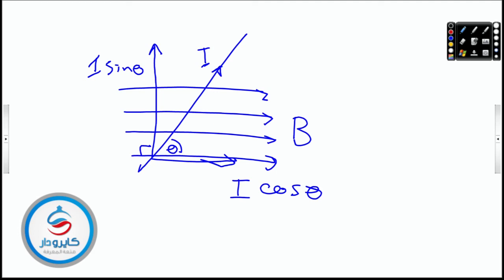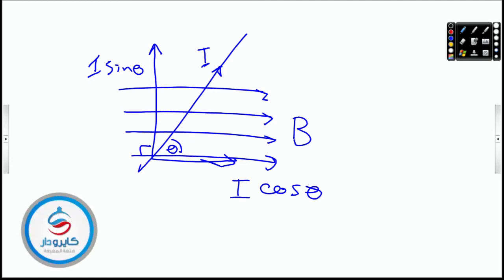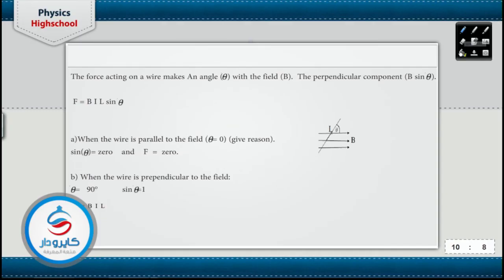طبعا احنا بناخد البارل كومبوننت علشان بحط الستريت واير بارل تو ذا ماجنتيك فيلد، فبيحصل لي السوبر بوزيشن أو الاوفرلابنج اللي شفناه قبل كده ويديني الفورس. عشان كده حتى لو حطيت الواير بارل تو ذا ماجنتيك فلكس لاينز it doesn't affected by any force، لان لما يكون الفيلد ده بارل تو ذا واير الاوفرلابنج مش هيديني الفورس اللي بيأثر بيها على الواير.